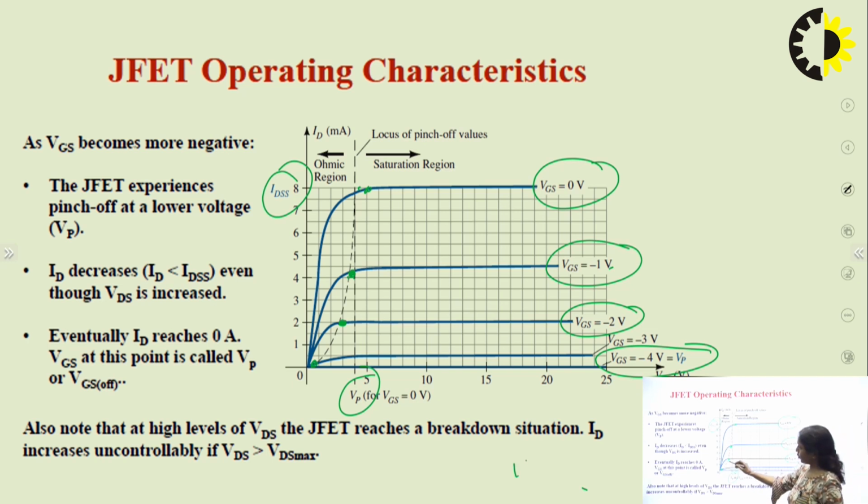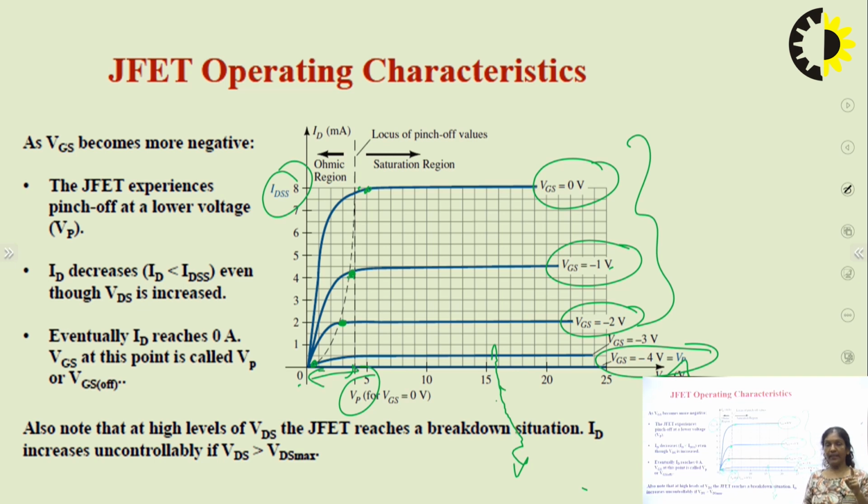If we join these locus of points, then we see that this region between 0 to pinch-off voltage is called the ohmic region. Why do we call it the ohmic region? Because in this region, your field effect transistor behaves as a variable voltage resistor. That means the resistance of the field effect transistor can be changed by changing the VGS.